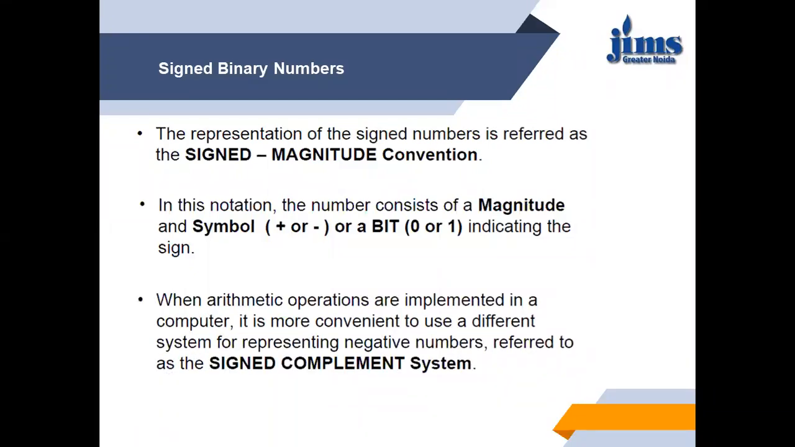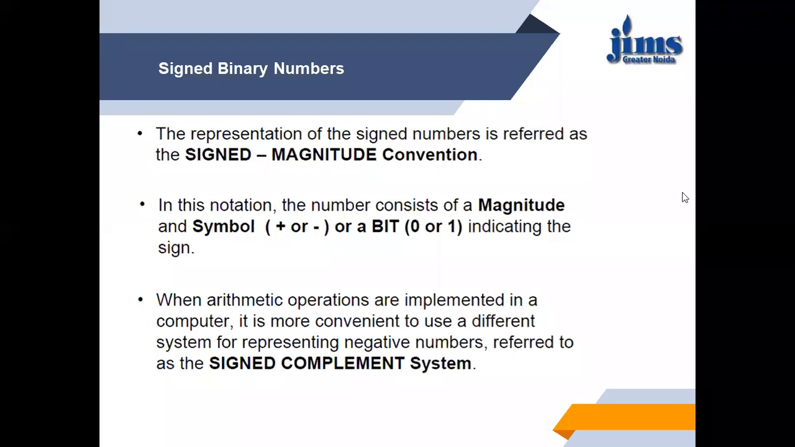Now, when arithmetic operations are implemented in a computer, it is more convenient to use a different system for representing negative numbers, referred to as the signed complement system. So the first way we have discussed is to represent with the sign bit. The leftmost bit is the sign bit. If it is 0, the number is positive. If it is 1, then the number is negative.